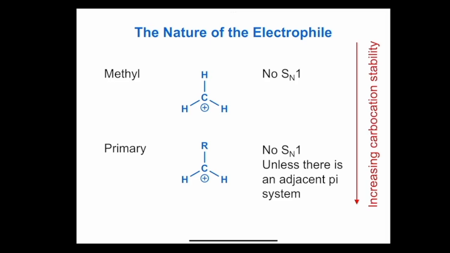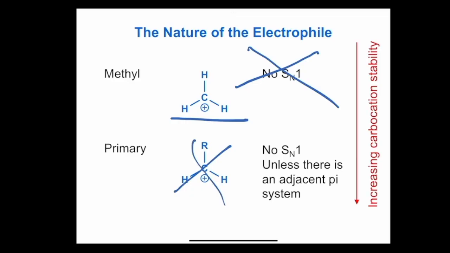In SN1, you're talking about the stability of the carbocation. Carbocations need help. They need groups around them to help stabilize them. So if you take a methyl group here with just hydrogens around, SN1 is impossible. You cannot make this kind of carbocation unless you're in outer space. A primary one is also not possible. They're way, way, way too unstable.